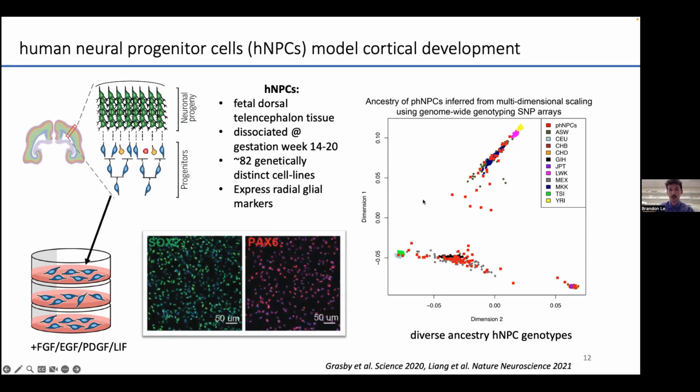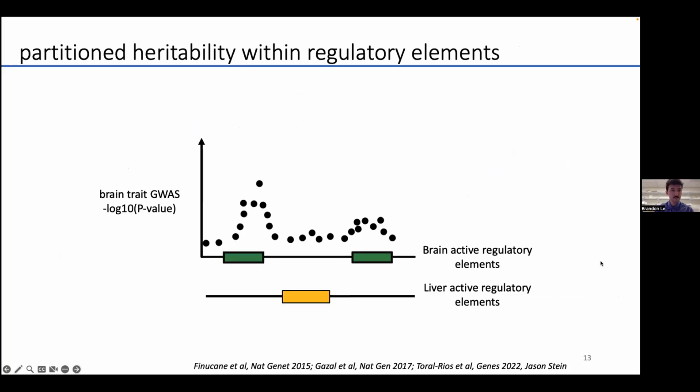And just on the right, showing you the genotypes that these 82 cell lines comprise, they span a variety of different genetic backgrounds that come from a whole bunch of different ancestries. This genotype diversity is something that is, I think, really cool about this resource, especially when a lot of genetic effects are typically isolated to European populations.